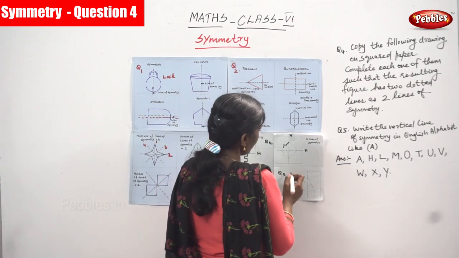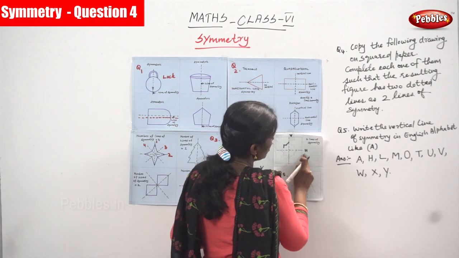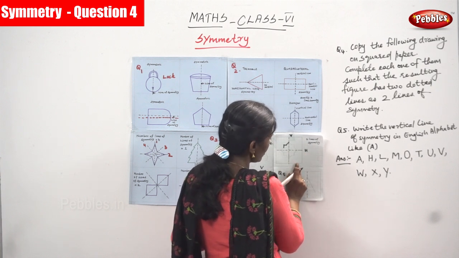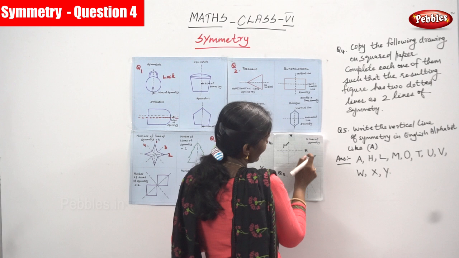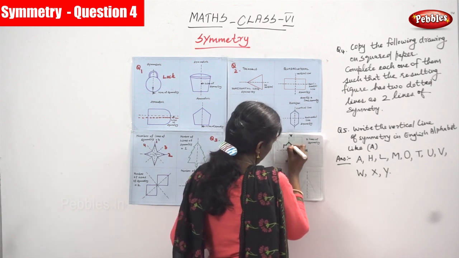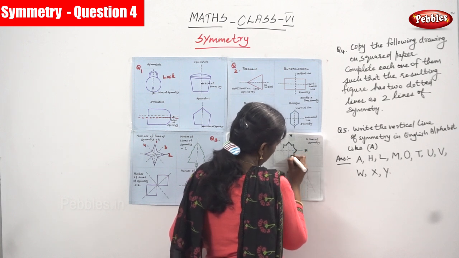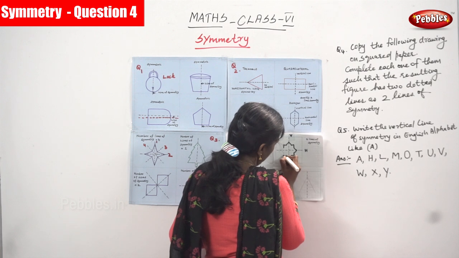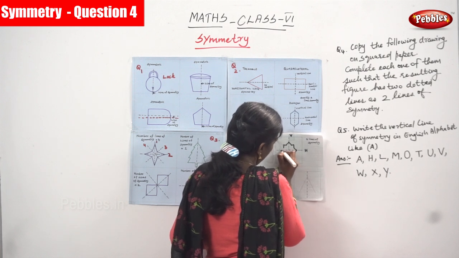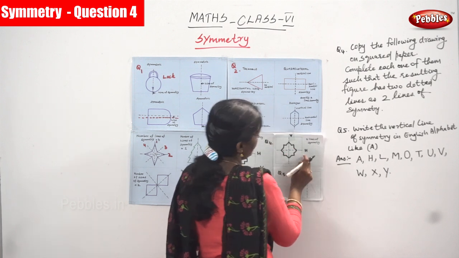And the third one is a star diagram. It's also a two-line symmetry. With the help of the two lines of symmetry, we have to copy the diagram and complete the picture. Okay, this is a star diagram.